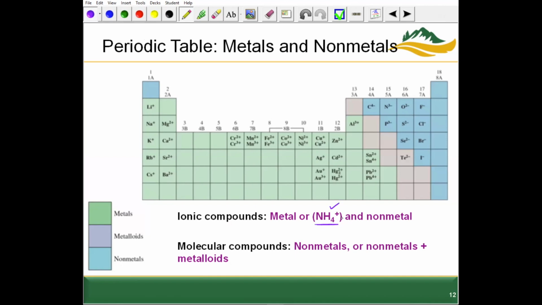So this ammonium polyatomic cation can also form ionic compounds, as well as any of the metals here in the periodic table. Then for molecular compounds, there are going to be no metals, so all nonmetals, including a nonmetal plus a metalloid. So again, practice looking at the blank version of the periodic table and distinguishing these metalloids here, these nonmetals here, and all of these metals.